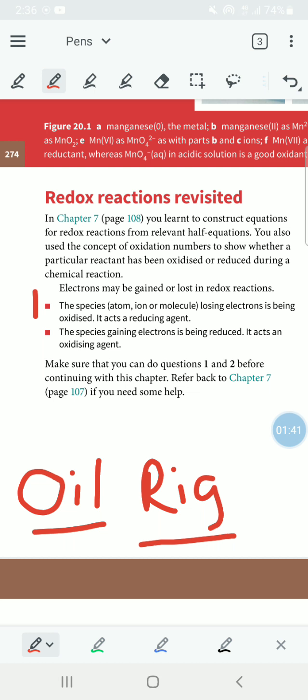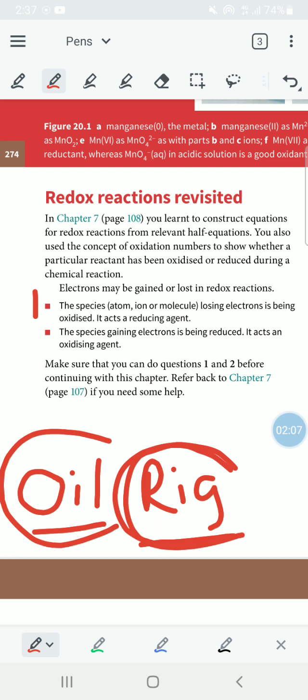So here it says the species or atoms, ions or molecules losing electrons is being oxidized. It acts as a reducing agent. Then the species gaining electrons, that is reduction, is being reduced. And if it is gaining electrons, it is being reduced. It acts as an oxidizing agent. What gets reduced is the oxidizing agent. What gets oxidized is the reducing agent, right? So that's the most important thing that you need to understand.